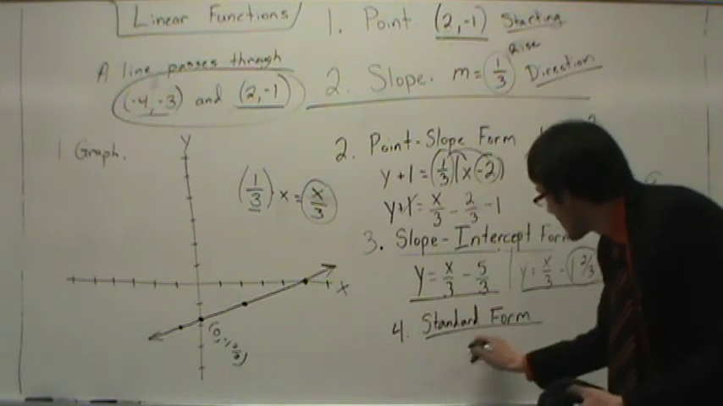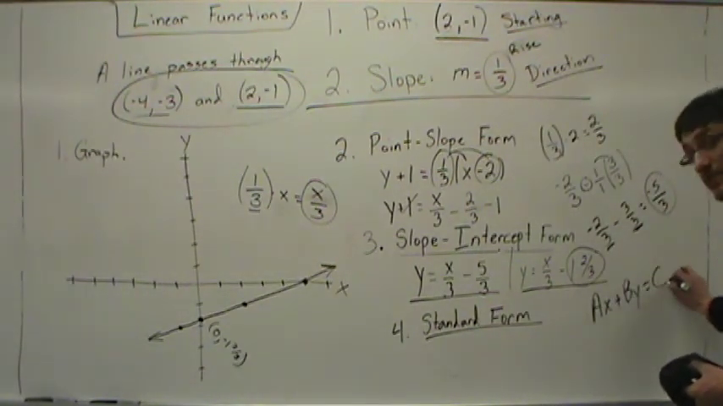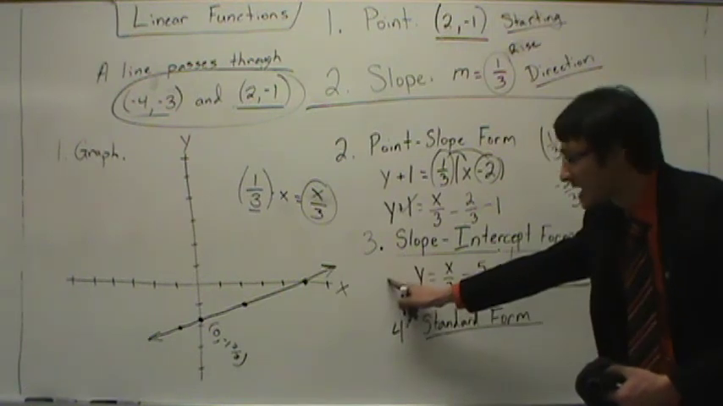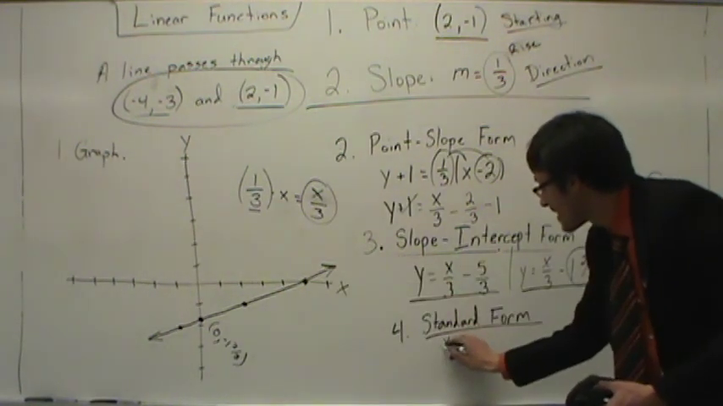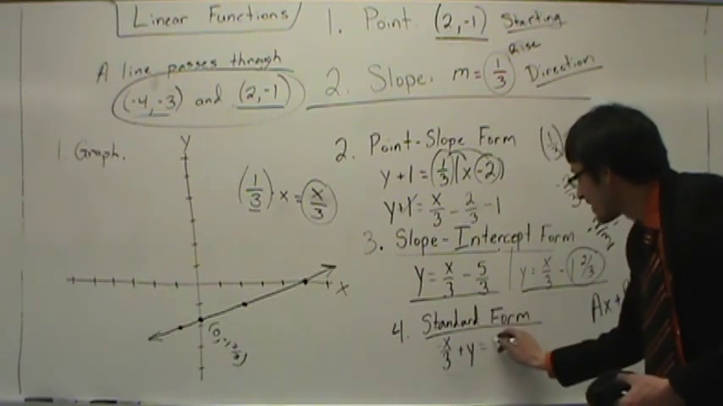Okay, so standard form, ax plus by equals c. No, linear would not just be lines, no. So ax plus by, so x and y terms are where? X and y terms are on the left. So to get to standard form, we need the x term and y term on the left. So we have to move the x over 3 to the left. X over 3 will become what? Negative x over 3 plus y equals negative 5 thirds.